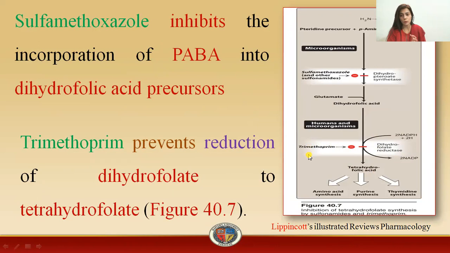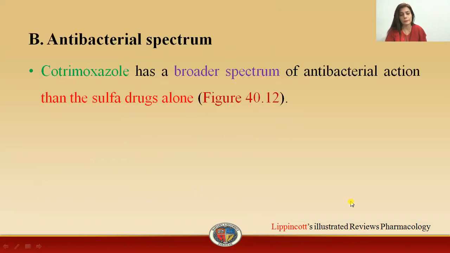Now, the second step which gets inhibited is by the enzyme dihydrofolate reductase. What your trimethoprim will do is inhibit this enzyme. As a result, there will be no conversion of dihydrofolic acid into tetrahydrofolic acid. Ultimately, there will be no formation of DNA.